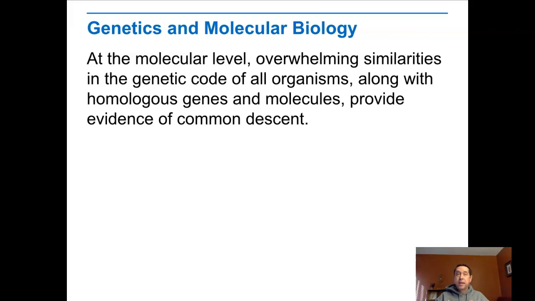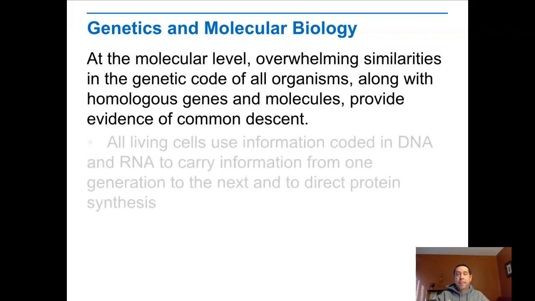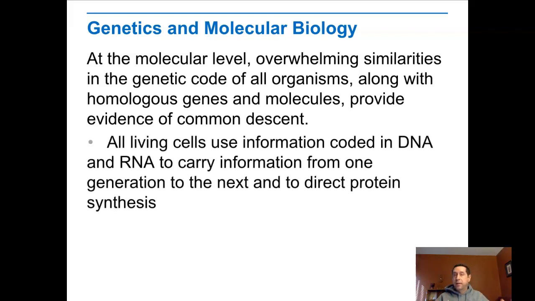There is one exception to that. The amoebas have a different genetic code, but pretty much everything else has the same genetic code. We can look for similar DNA sequences and similar proteins, which shows, again, evolutionary relationships. Again, the process of DNA to RNA to protein is common to all living things as well.